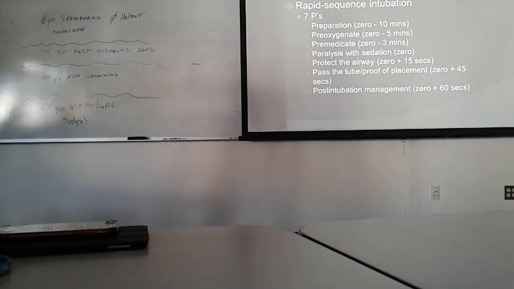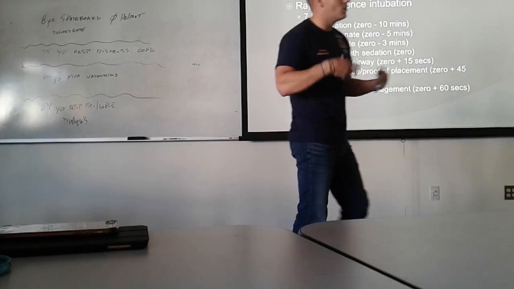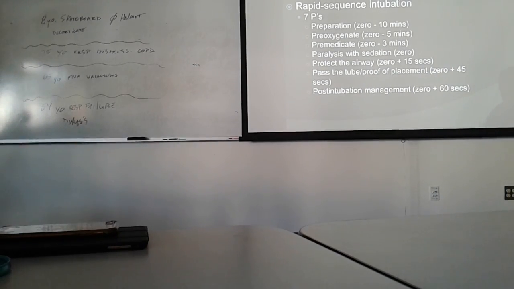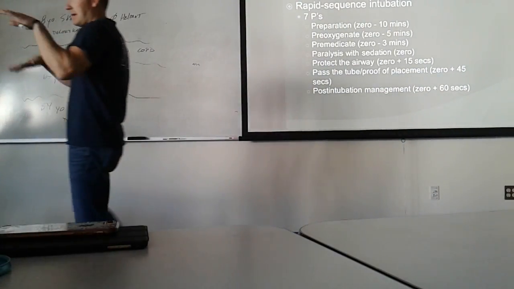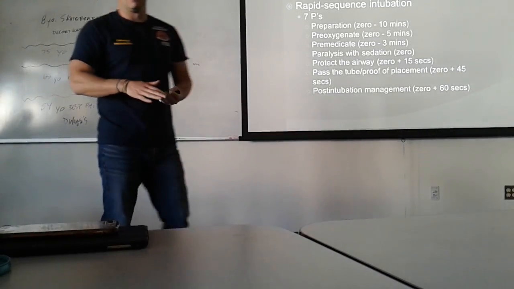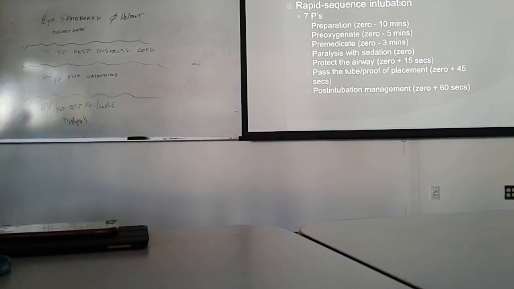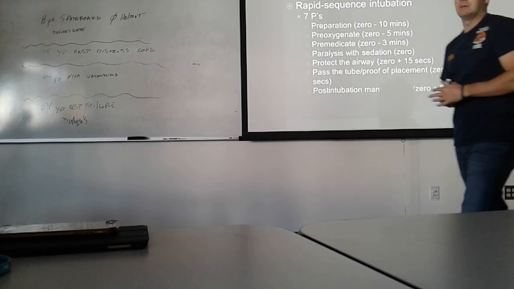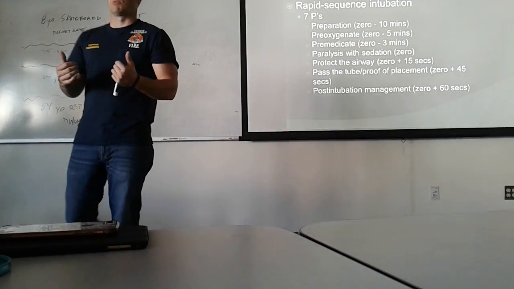So we're not increasing the bagging, because what happens when we start bagging faster? We're gonna decrease our CO2, and we're gonna start ending up with abnormalities, right? Which we don't want to happen with somebody that is already in a critical medical state. So we're gonna keep things as close to normal as possible. All we're gonna do is hyperoxygenate. We're gonna keep the normal rate of ventilations, and just increase the oxygen percentage that we're giving them, right?